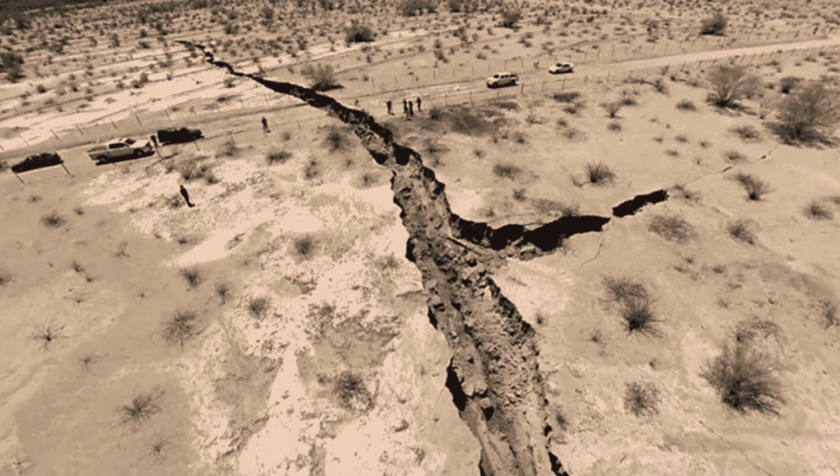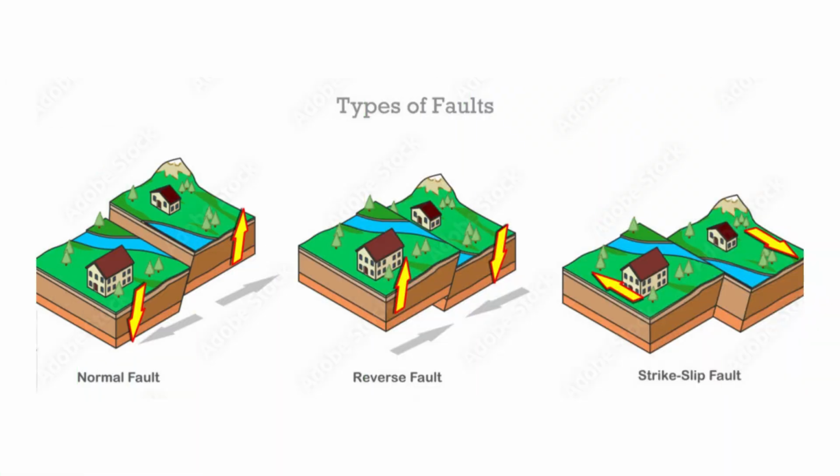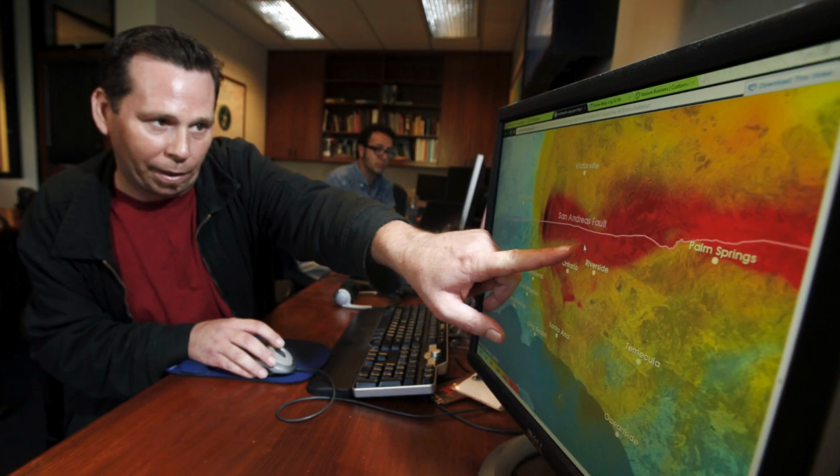Each fault type reflects a unique stress regime and tectonic setting, offering clues about the forces shaping that region. Understanding their behavior is vital not just for geologists, but for architects, urban planners, emergency responders, and anyone living in tectonically active zones. To assess fault activity and predict seismic hazards, experts combine satellite data, field mapping, and seismic monitoring.